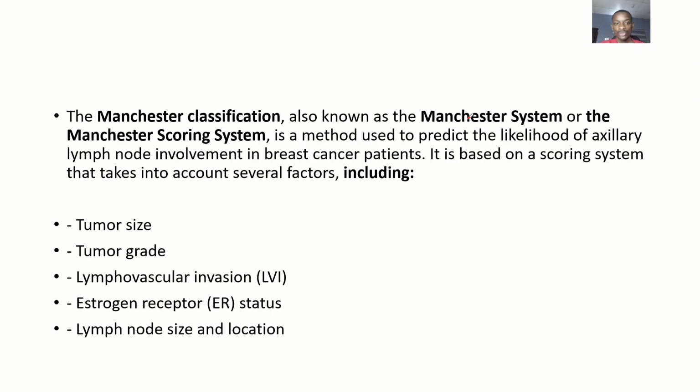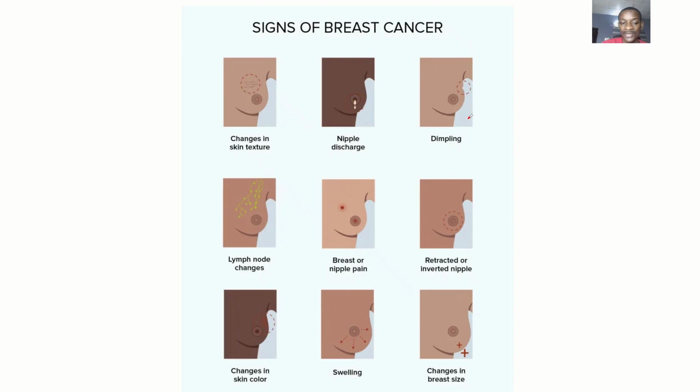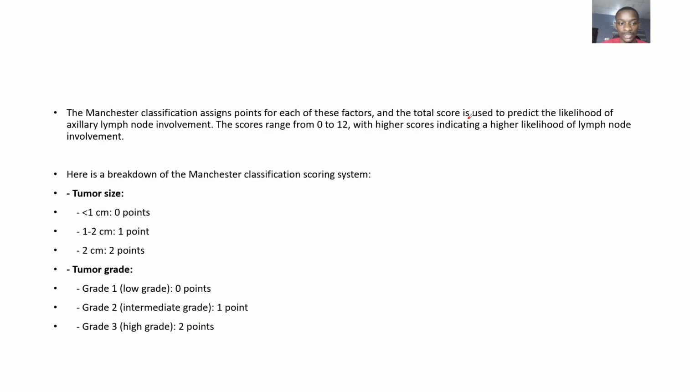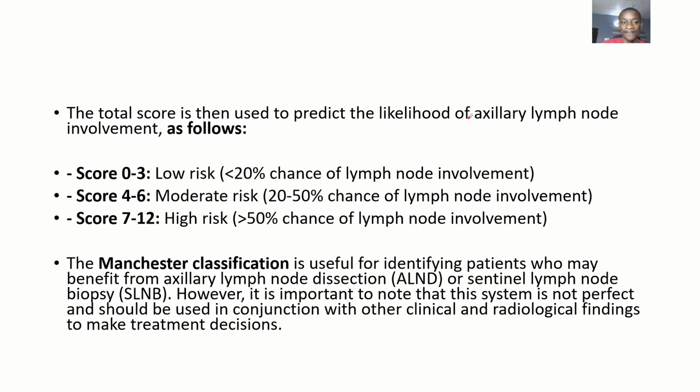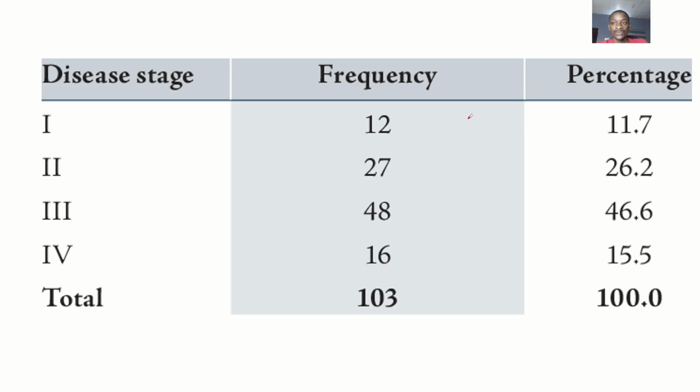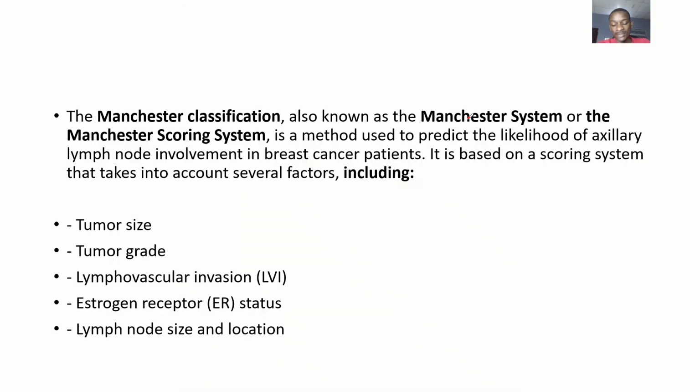All right, so moving on, we'll define it. We'll talk about the basis of this classification. We'll talk about a breakdown of this classification. We'll end by talking about the scores. If you assess a tumor, you have different scores, so you add the scores. The score is between 0 to 3, what does it mean? 3 to 5, what does it mean? And like that.